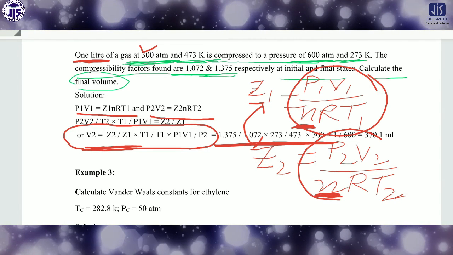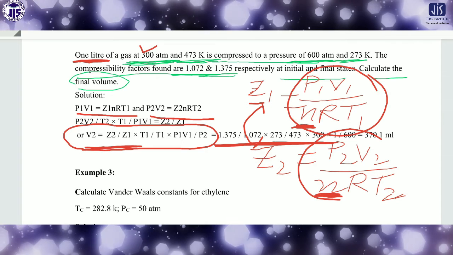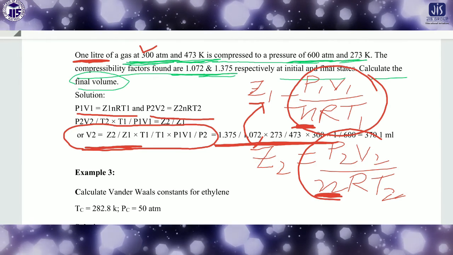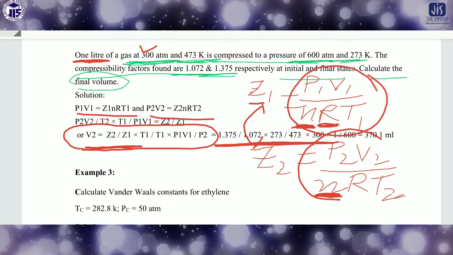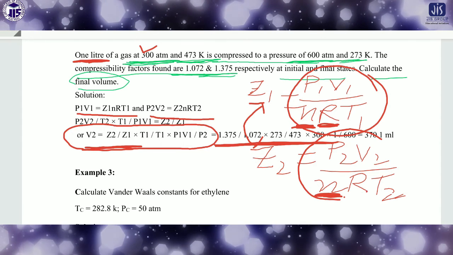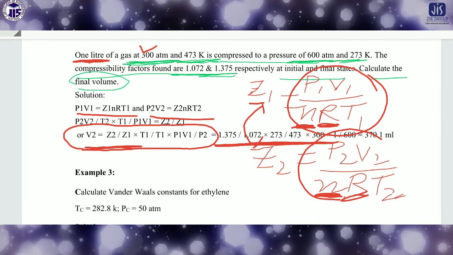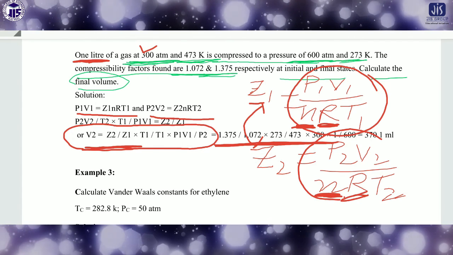Then v1 is 1 liter, and r will also cancel out. In both cases, with z1 by z2, n and r will cancel out. So only the remaining part is p1 v1 and t1, and in the second case p2 v2 and t2.